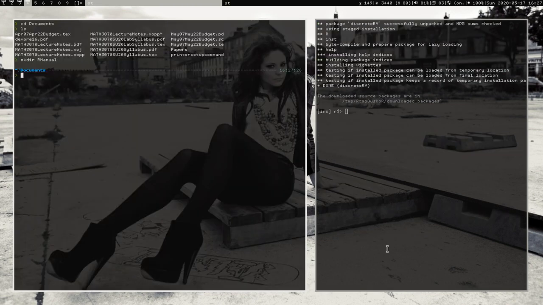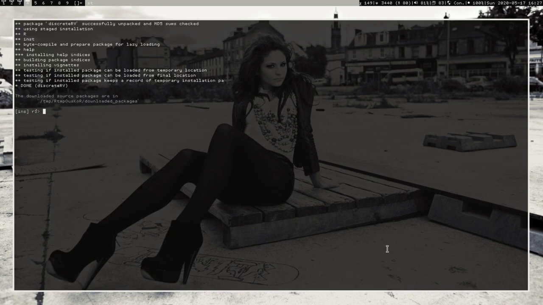Okay. Screw it. I am going to have to fix that later. Anyway, let's create this random variable Y. We first need to load in the library. So library discrete RV.